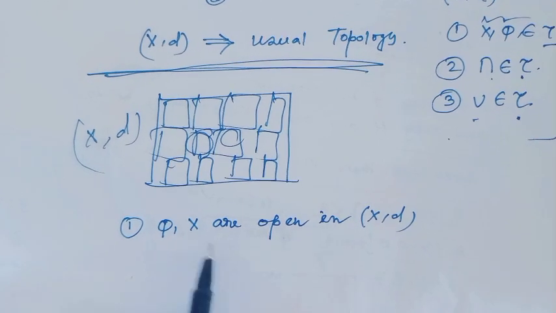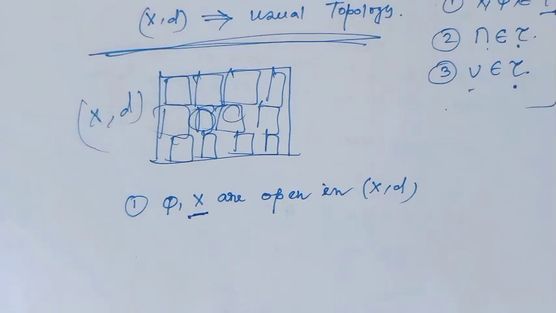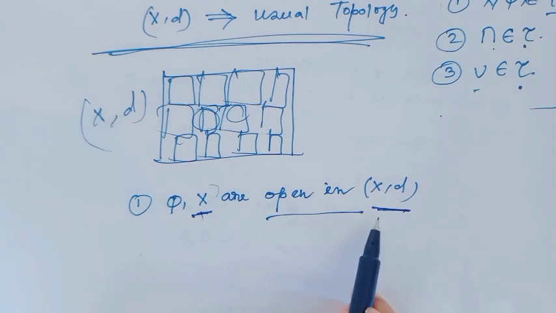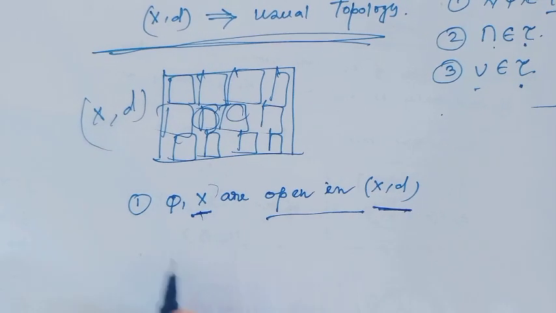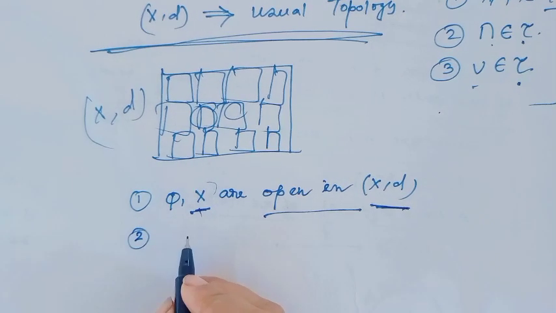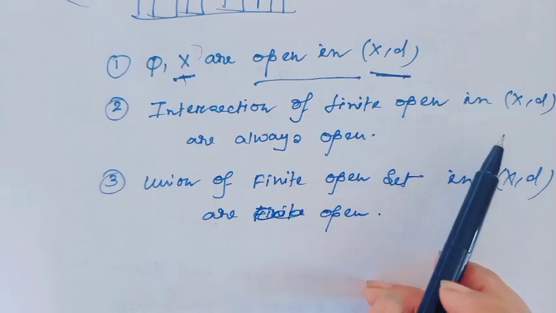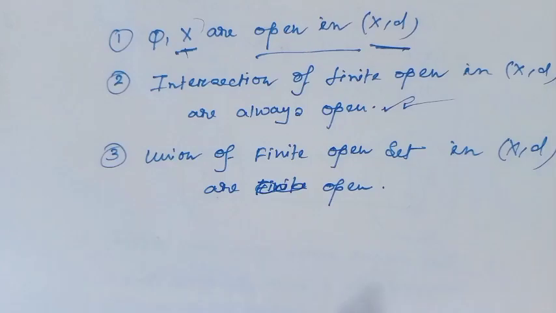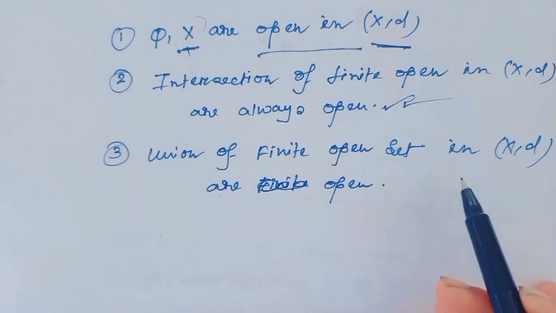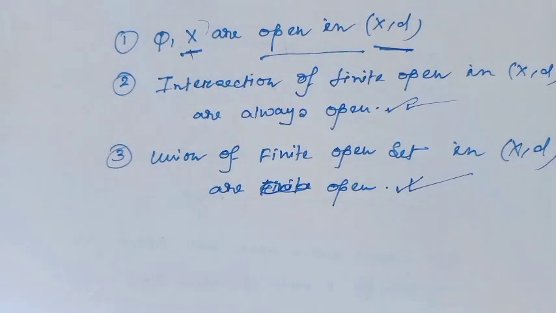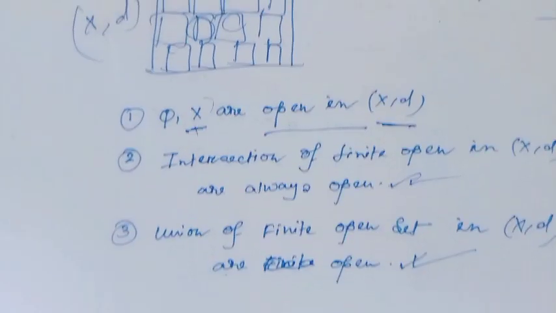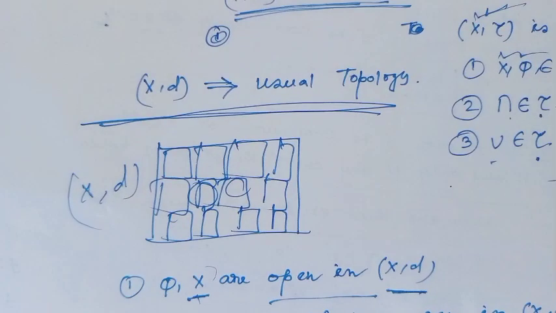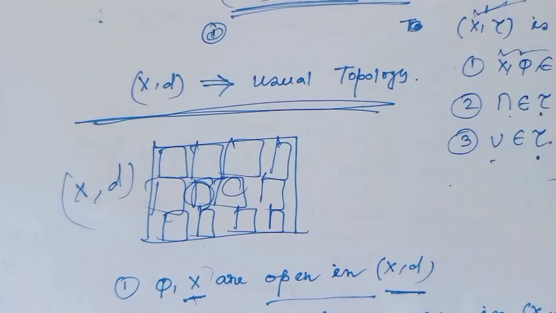And all metric spaces have the usual topology because the empty set phi and the whole set X are always open in (X, d), because the whole set is always open in the metric space (X, d). Second, the intersection of finitely many open sets in (X, d) is always open, we all know. And the union of open sets in (X, d) is always open. So actually any metric space always implies the usual topology.